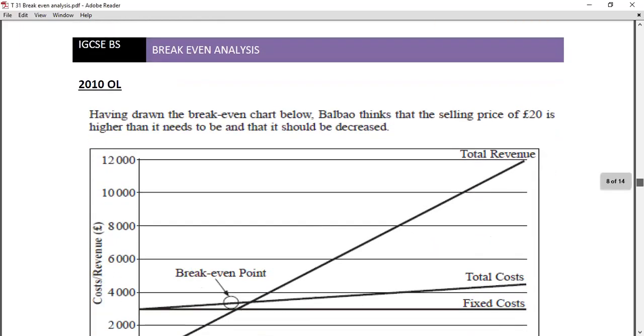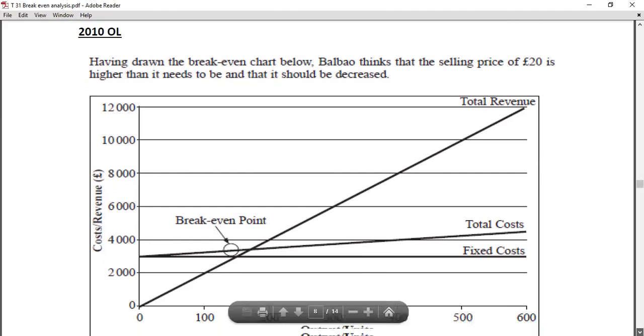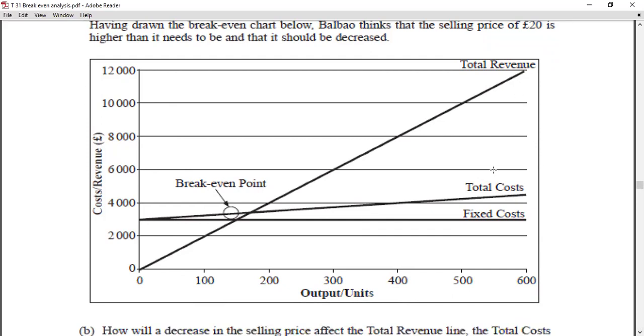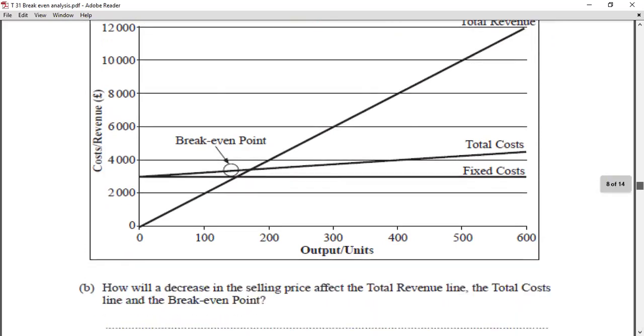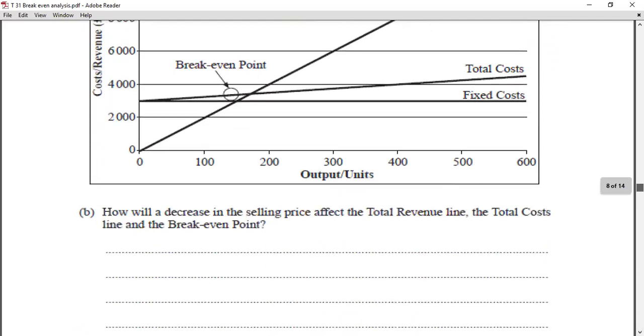You can see 2010. This part of the question they're asking: having drawn the break-even chart below, Balbo thinks that the selling price of 20 pounds is higher than it needs to be, and it should be decreased. In this case, you can find the total revenue here, total cost is here, and fixed cost goes like this. They have shown total revenue, total cost and fixed cost here, but the question they're asking is how will a decrease in the selling price affect the total revenue line, total cost and break-even point?